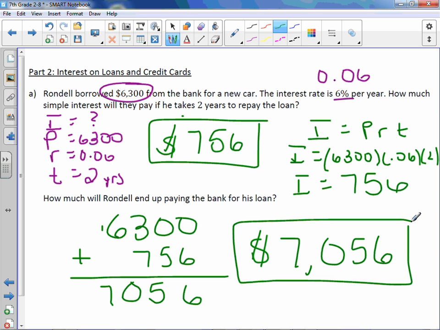And for as long as he has that, if he has it on loan for longer than 2 years, he would end up paying more. So it's always great to pay up front, to not charge anything, but in today's society, it's not exactly realistic to be able to do that. So we take out loans.